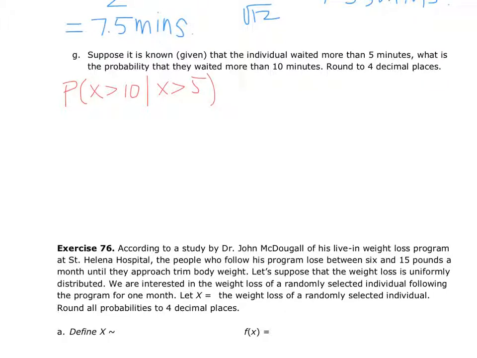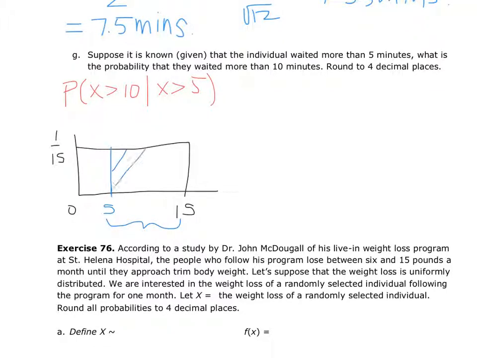From our probability chapter, we have a formula that we could use for this particular type of probability. I think it's easier if we draw a picture of what we have here. We're going from 0 to 15, and our height is 1 over 15. What we're given is that x is greater than 5. So if we've got 5 right here, we are given that this has happened. That has occurred.